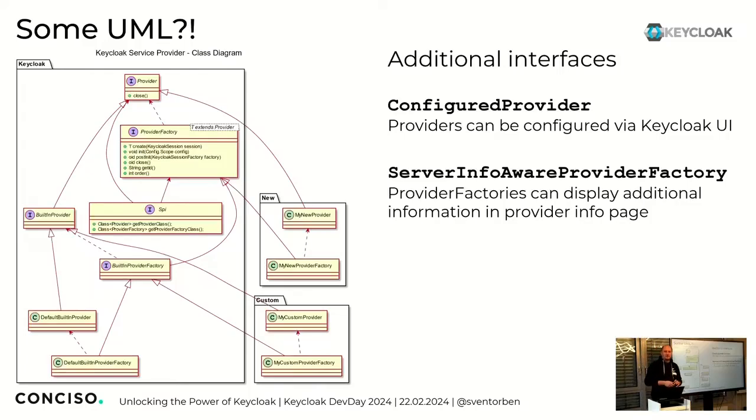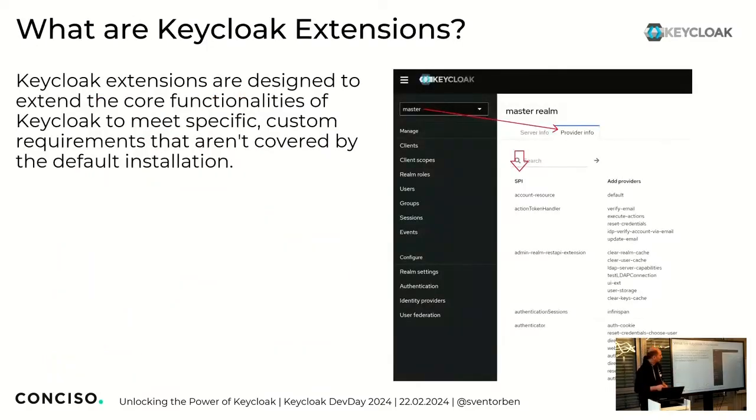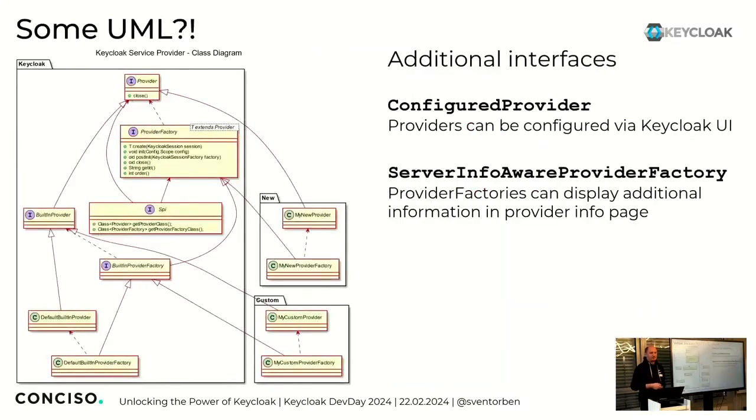And then there's the server info aware provider factory. This allows you to show additional information about your provider on this page that I've shown before, like on this one. So you don't see it here. When you look at Keycloak in the default configuration, you will see this JPA legacy storage provider. It tells you what the database connection is, to which database it connects, on which port it is running. And you can use that mechanism to show more information on this info page.